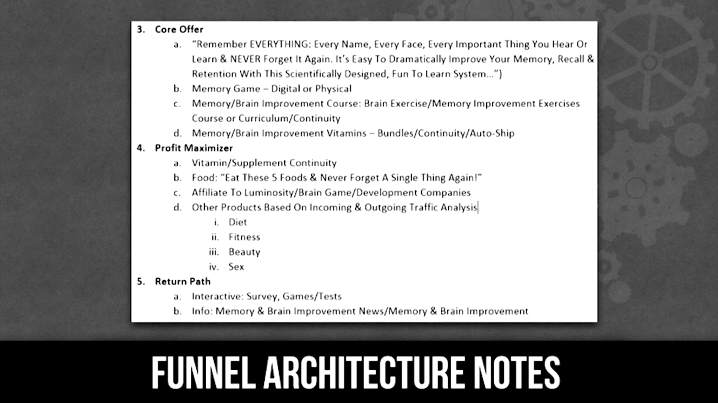I might affiliate with Lumosity for brain games or some sort of brain game development company. And I might sell other products as an affiliate like diet, fitness, beauty, and sex, all of which I found out through my research these people who are interested in improving their memory are interested in. And then I'm going to have a return path that's some sort of interactive survey, games, and tests, and then maybe some brain improvement news or brain thing of the day or something like that.